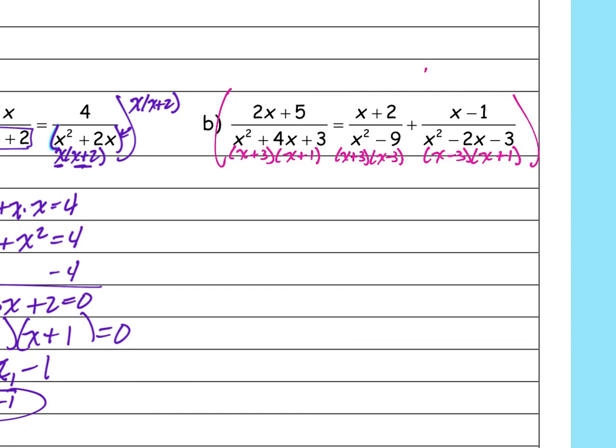So my common denominator is going to be x plus 3 times x plus 1 times x minus 3. What does this denominator have that my common denominator needs? x plus 1. This one needs the x minus 3. And what does this one have that my common denominator needs? This one's x plus 3, x minus 3, and x plus 1. We already got it in there. So we've got everything now.